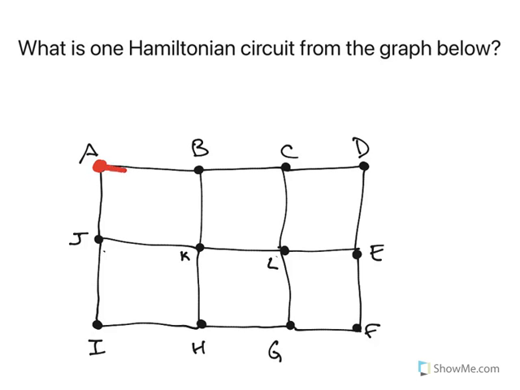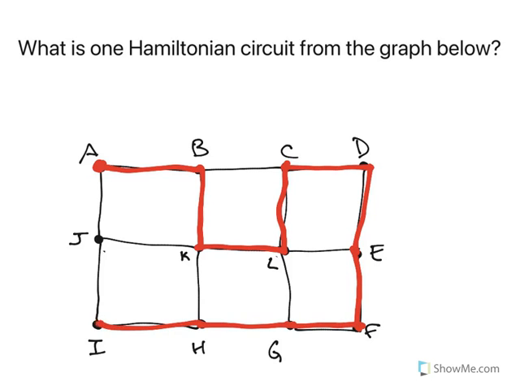So let's go from A to B, B to K, K to L, L to C, C to D, D to E, E to F, F to G, G to H, H to I to J, and J back to A. That allows me to touch every vertex and end up back at the start. So that is one Hamiltonian circuit from the graph given below.